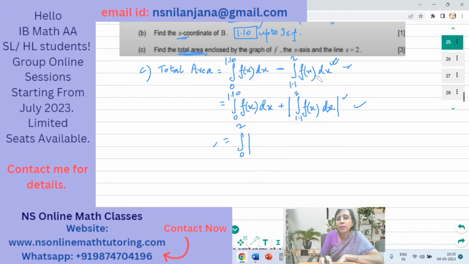Whenever the area is below the x-axis, you will be putting a minus sign in front. If it is above the x-axis, it is a plus sign. If it is the first integration, you don't have to put it. If it is the second integration, of course, you will be putting the plus sign. But if the area is below the x-axis, then you have to put a minus sign in.